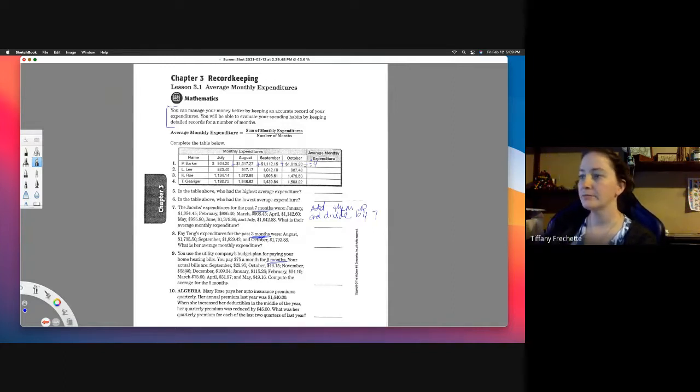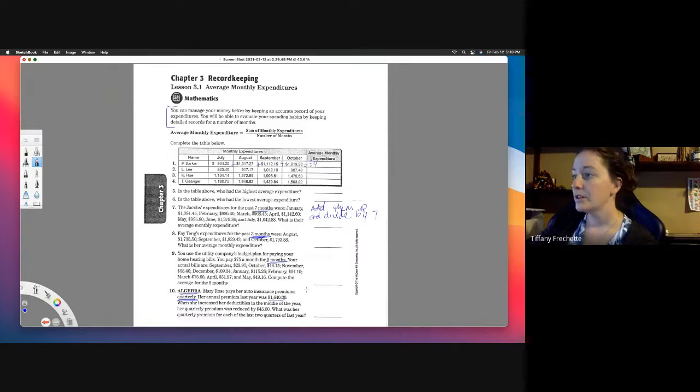The algebra one here, not super crazy. So remember, algebra doesn't mean it's going to be harder. It just means we're being introduced with some information. We need to think about how to apply the information to what we know. Mary Rose pays her auto insurance premiums quarterly. So remember, that means 4 times a year. That's what quarter means. Her annual premium last year was $1,640. When she increased her deductibles in the middle of the year, her quarterly premium was reduced by $45. What was her quarterly premium for each of the last 2 quarters of the year?